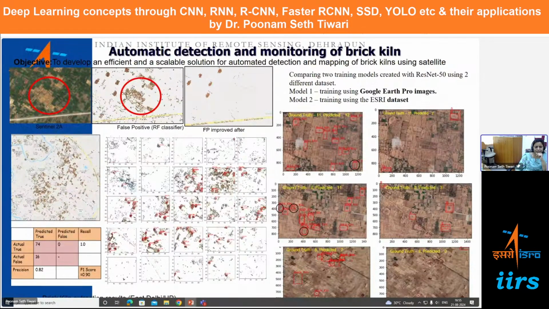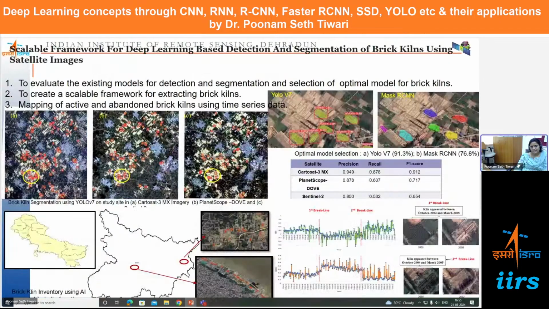Then another example is detection and monitoring of brick kilns. Brick kilns are the furnaces where bricks are made. They have a lot of effect on air pollution, so they need to be monitored. So this is deep learning based extraction of brick kilns. Earlier it was only object identification, but here they have done the segmentation of the brick kilns also.